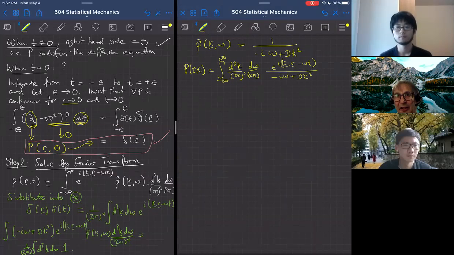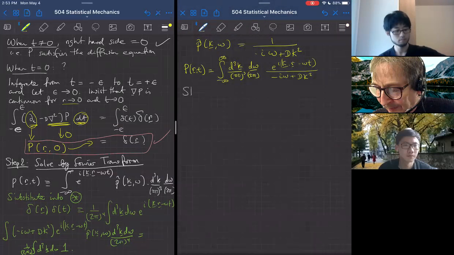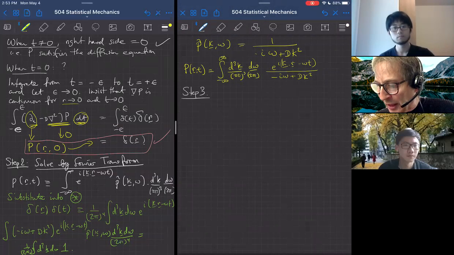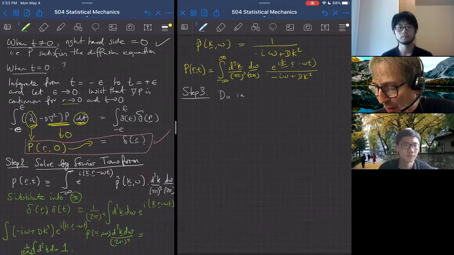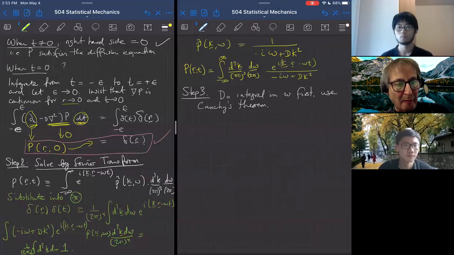Okay, this is going to require us to do a complex calculation. And the way we're going to do it is by first doing the integral in omega and then doing the integral in k. So the third step is we're going to do the integral in omega first. And to do that, we're going to use theorems from complex variables, using Cauchy's theorem. So I'm going to walk you through that now.